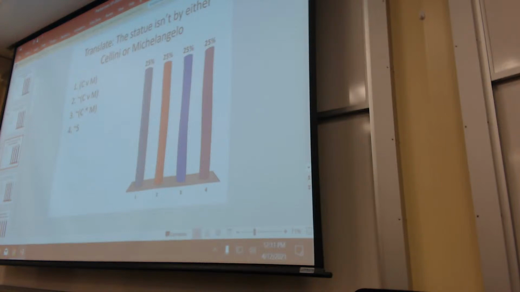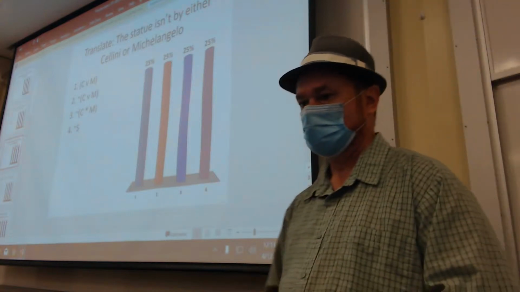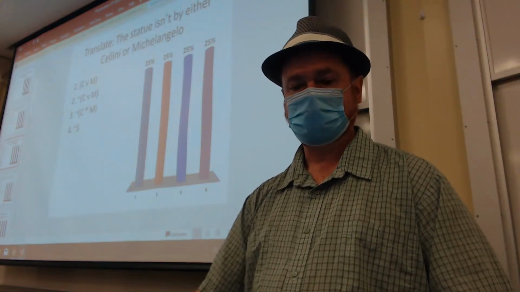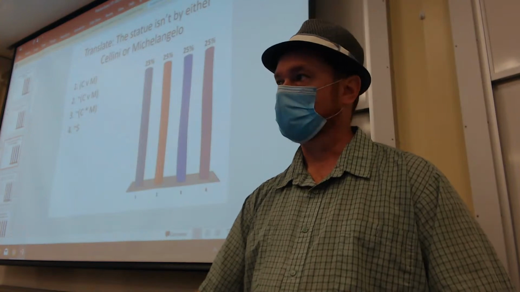Okay, so the statue isn't tells us we're going to need a negation. By either, either tells us to open the parenthesis. Cellini will use a C, or we'll use the wedge. Michelangelo will use an M, and we will close the parenthesis. All right, well, that one was easy.